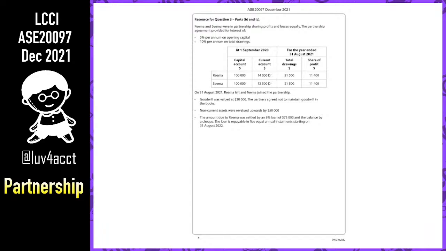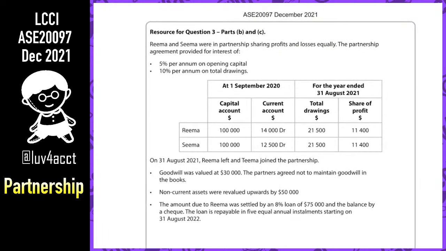So Rema and Cima were in partnership, sharing profit and losses equally. The partnership also pays 5% interest on opening capital. Be careful, opening capital, and then 10% on total drawings. Year end is on the 31st of August. For the current year, it is year 2021. Given to us are the opening balances of capital account and current account.